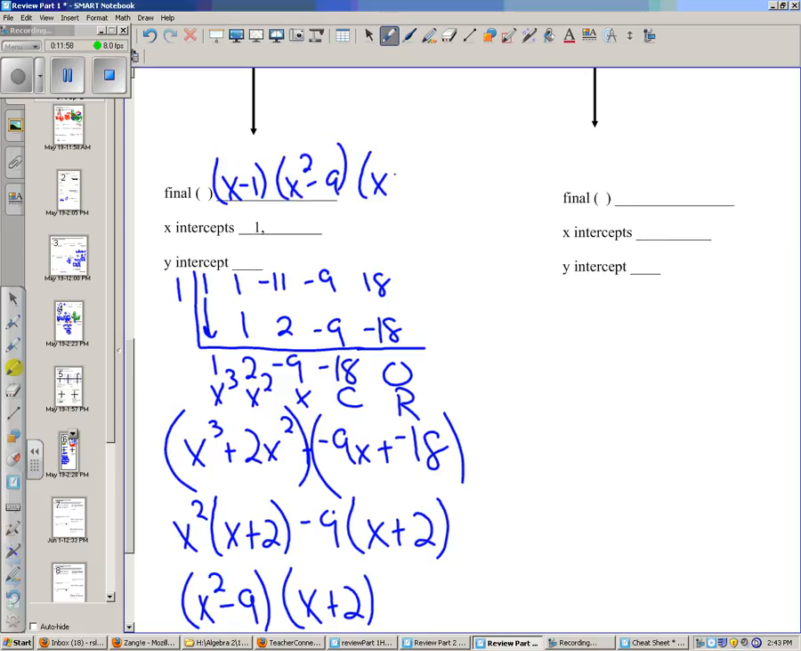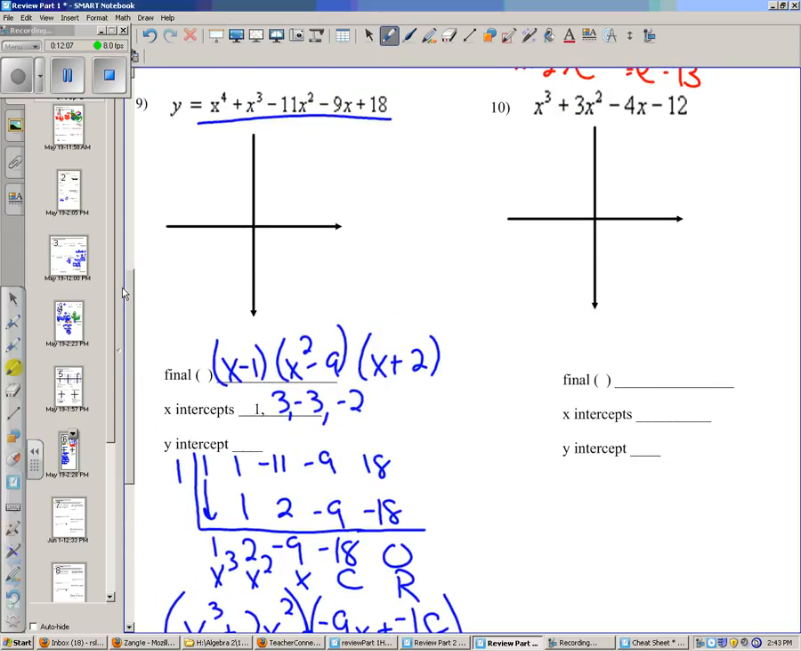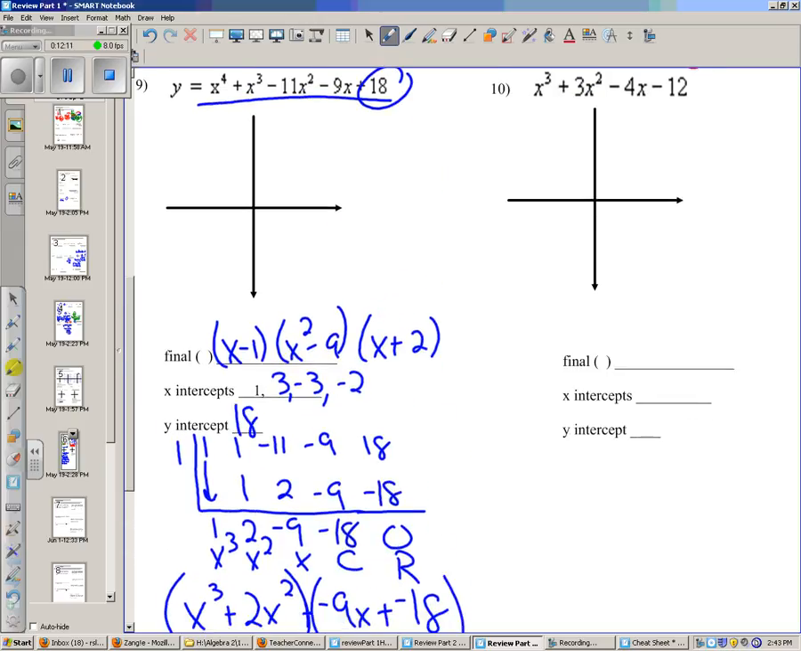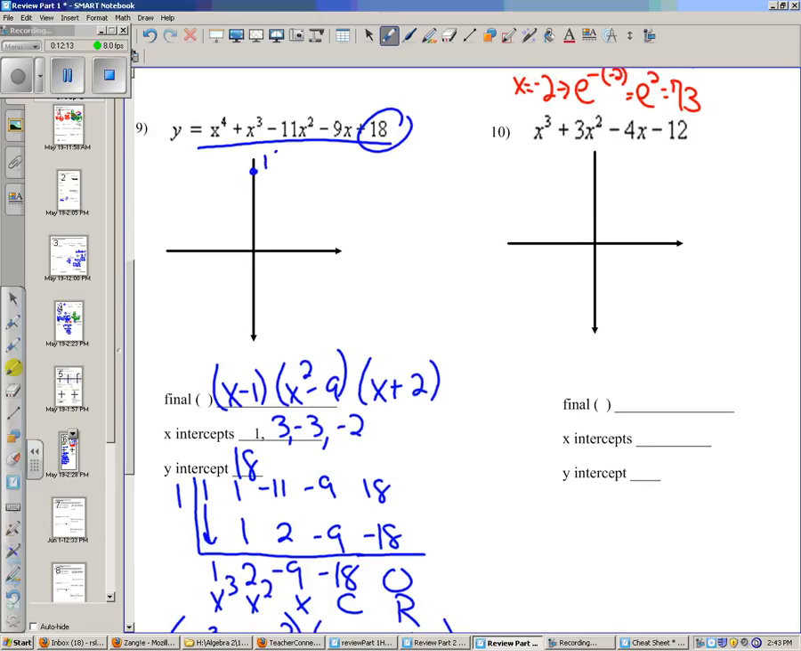Now when I set these equal to 0, x squared minus 9 is 3 and negative 3, x plus 2 is negative 2, and going to the original problem, my constant is my y-intercept. So I'm going to put those points on my graph. Here's 1, here's 3, here's negative 2, here's negative 3. And because of the fourth power, I'm going to have a bumpy u. None of the x-intercept points repeat, so it's going through.